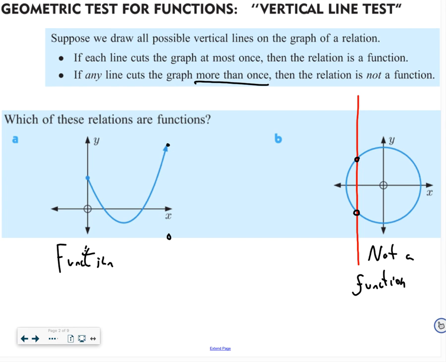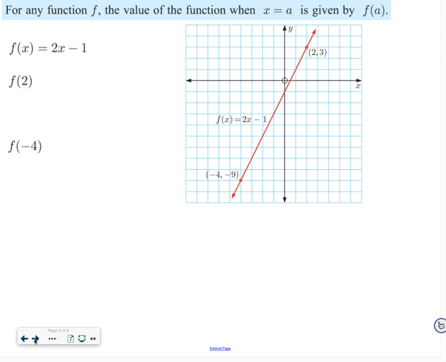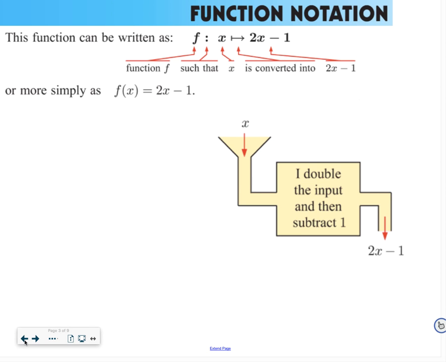So the vertical line test with a graph is best used with defining if a relationship is a function. If it ever crosses more than once, it's not a function automatically. Okay, so function notation. Learning mathematics is about learning the language and learning notation. So a function can be written in this way.